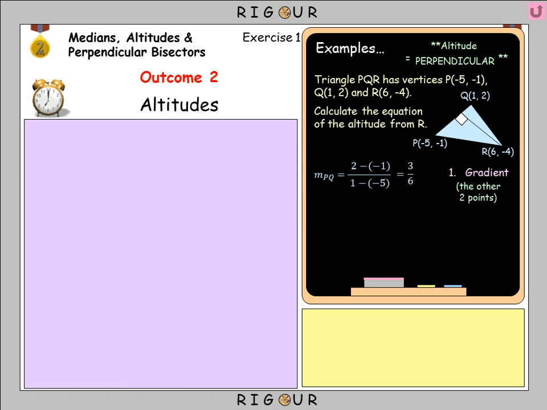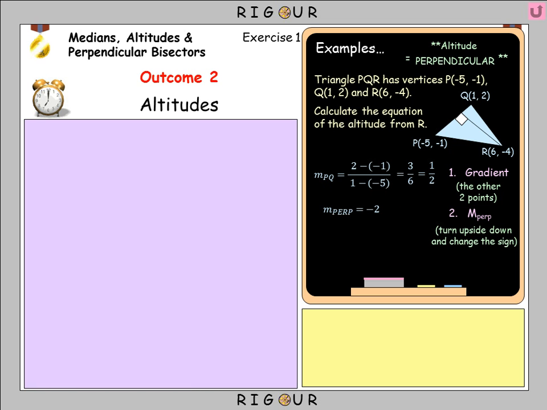Calculating the tops and the bottoms gives us 3 over 6, which is a gradient of a half. But we need the gradient of the altitude, so our second step is going to be to calculate the perpendicular gradient, and for this we just turn upside down and change the sign. So if m1 is a half, then m2, the perpendicular gradient, would be minus 2.